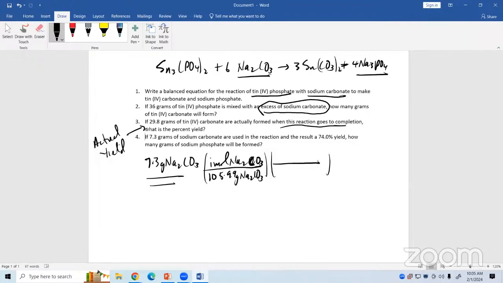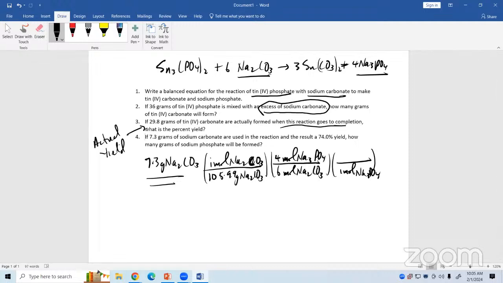So that's a 4:6 mole ratio. So I'm going to put 4 moles of Na3PO4 above. And down here, I'm going to put 6 moles of Na2CO3. And then the final step in this series is where I'll convert the moles of sodium phosphate to grams. And therefore, I'm going to need to calculate the molar mass of sodium phosphate.